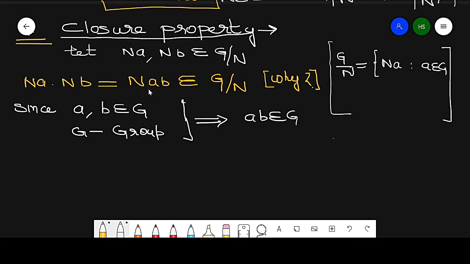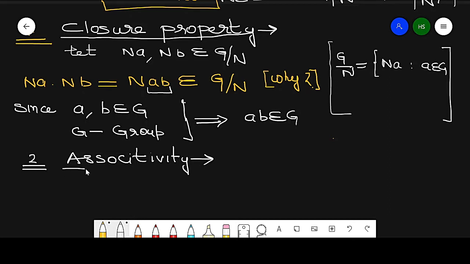So since this element belongs to G, that's why N into an element of G belongs to G by N. So this is the closure property. So G by N is closed under this binary composition. So I am not saying multiplication, I am saying this binary composition. Now property number 2, which is the associative property. For the associative property we need 3 elements. So what is the associativity property?